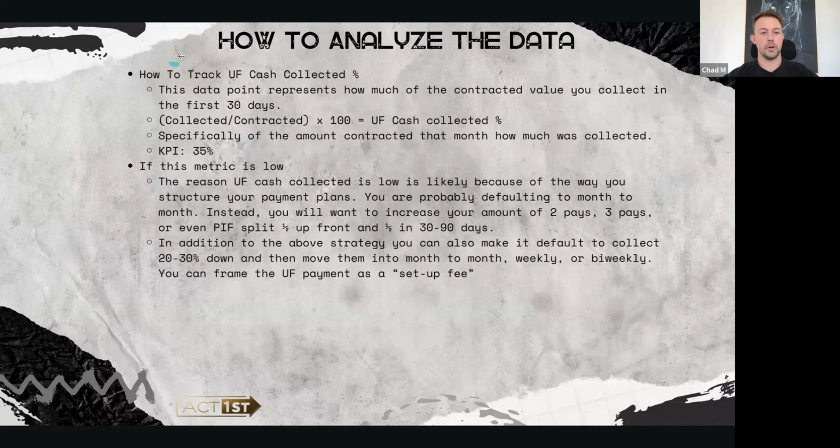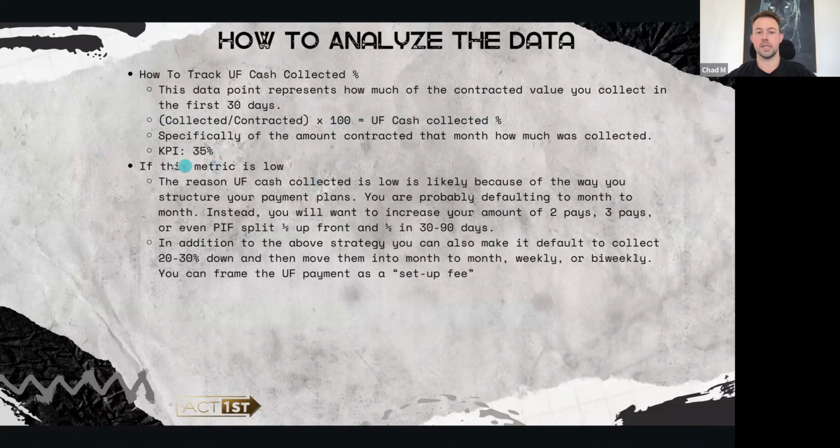Okay, so let's talk about it a little bit more. Upfront cash collected. Once again, this data point represents, of the contracted value, how much you collect in the first 30 days. How we figure this out is we take the collected amount, divide it by the contracted amount, multiply it by 100, and that's your upfront cash percentage. Now, the KPI here, 35%, is your bare minimum standard. Typically, 35% is the amount the company wants before giving you the commission.